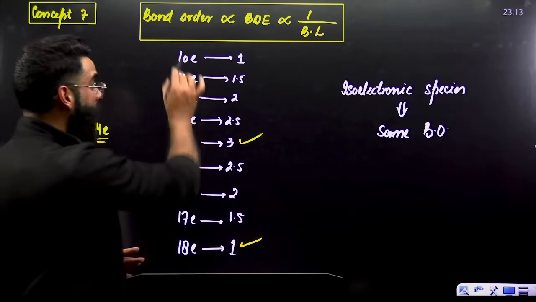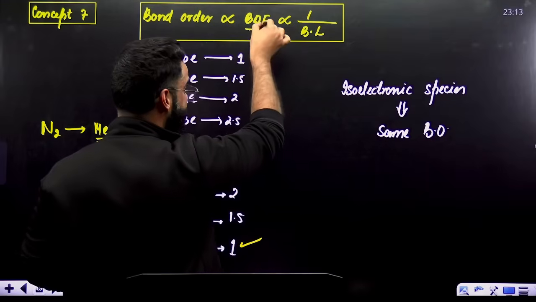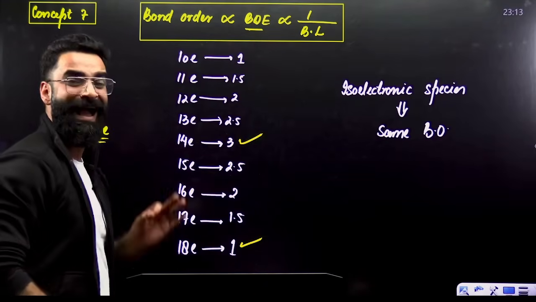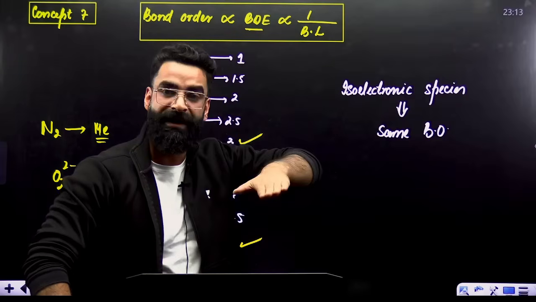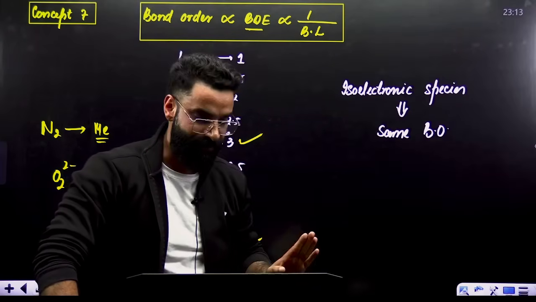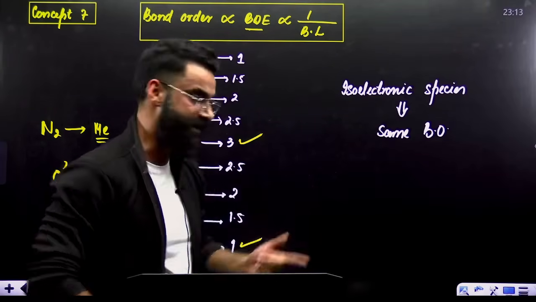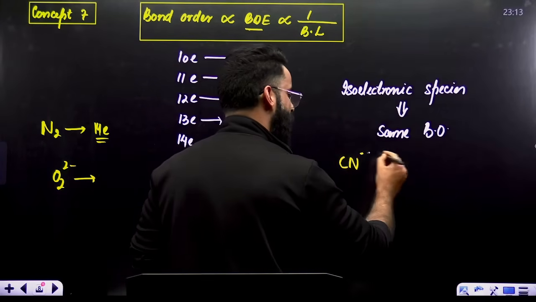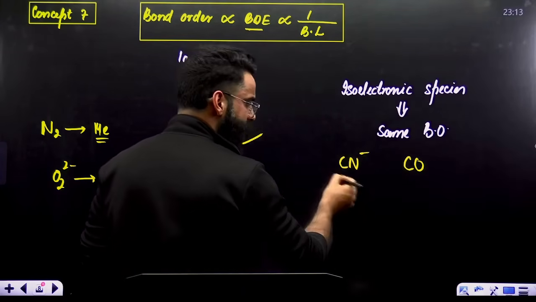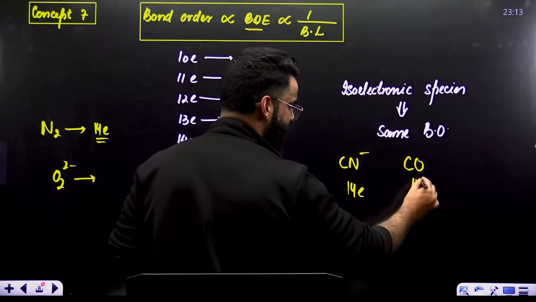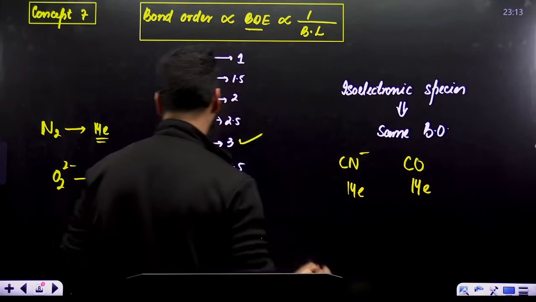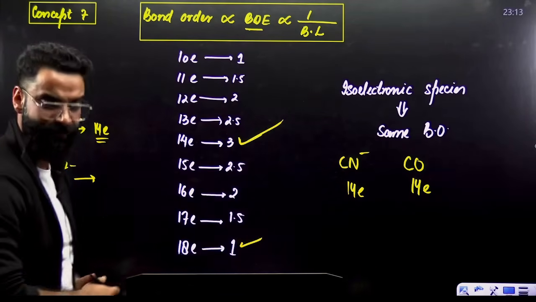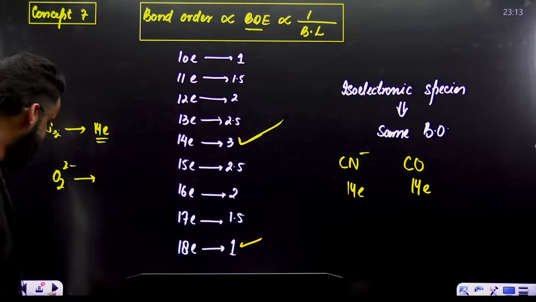Right? And remember, bond order is directly proportional to bond dissociation energy, which is inversely proportional to bond length. And remember, all the isoelectronic species, those species which have the same number of electrons, will always have the same bond order. Remember this particular point as well. For example, you have got CN negative, you have got CO. This is a 14 electron species. Even this is a 14 electron species when you check. So these are isoelectronic. That means their bond order will be the same. And all the 14 electron species, their bond order is always 3. There is a short question asked on this as well.